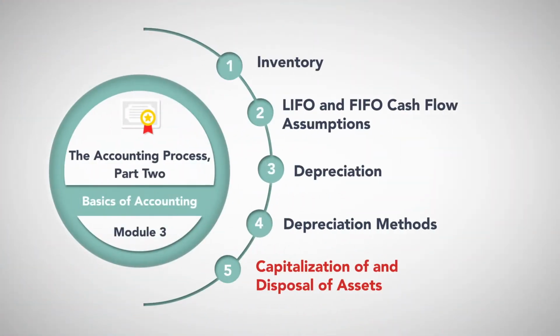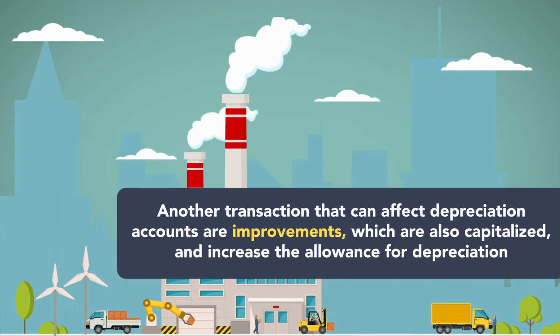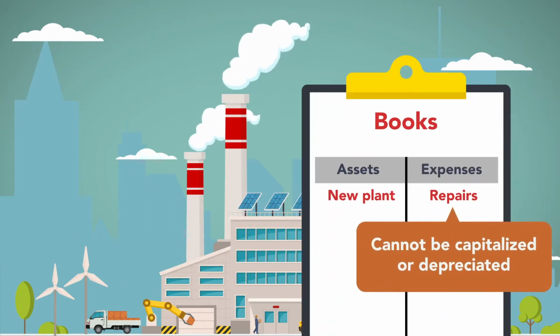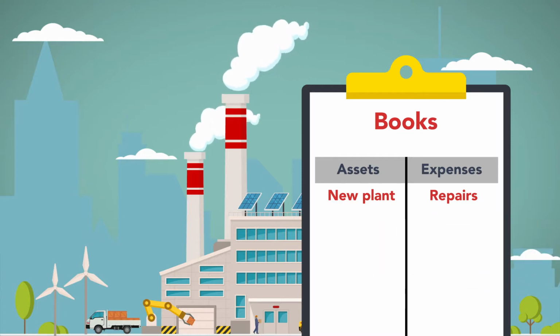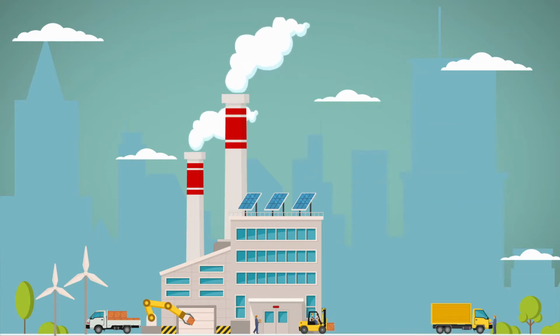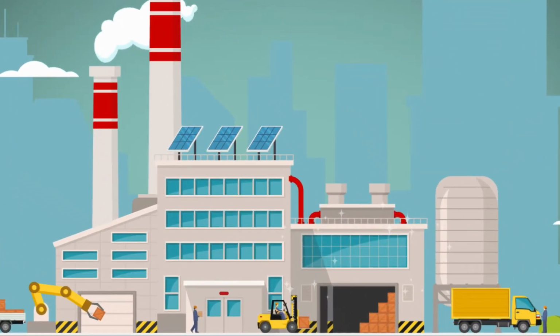Capitalization and disposal of assets. Another transaction that can affect depreciation accounts are improvements, which are also capitalized, and increase the allowance for depreciation. Note that repairs are merely recorded as expenses and cannot be capitalized or depreciated. A cost that is capitalized is included as part of the cost of the asset. An example of an improvement might be adding a wing to an existing factory.